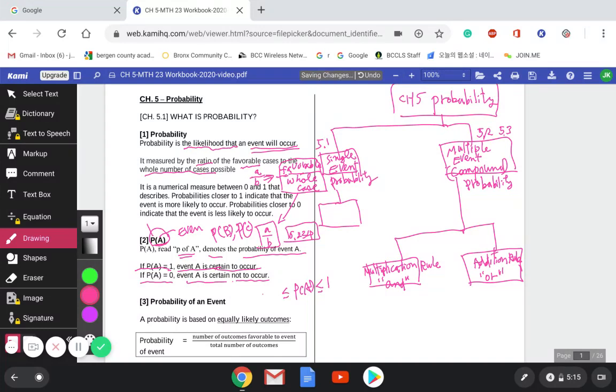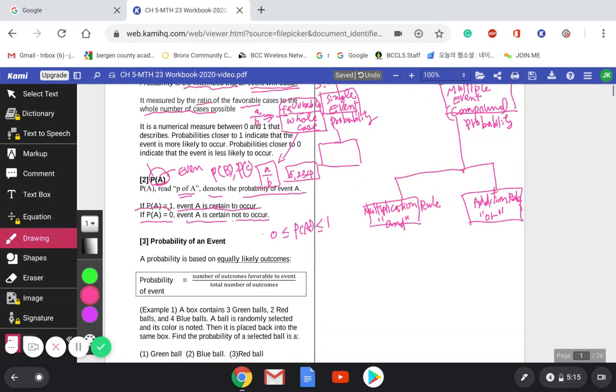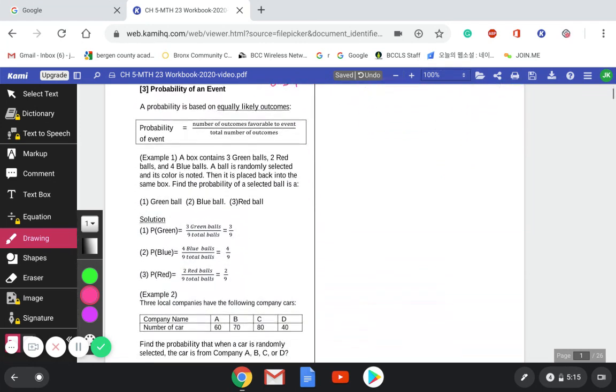So again, what is the probability of an event? The probability of an event is the number of outcomes favorable to happen out of the total number of outcomes. That's how you express it in ratio or fractional format. So probability is based on equally likely outcomes. So let's look at an example.